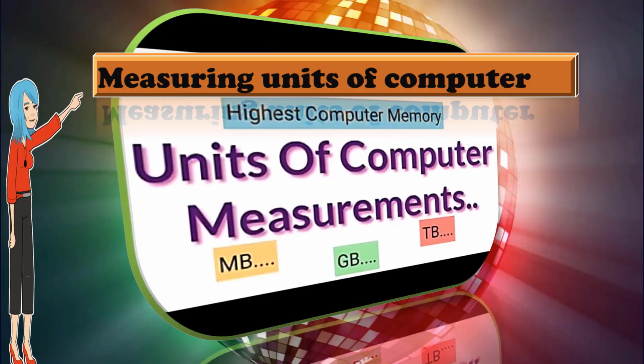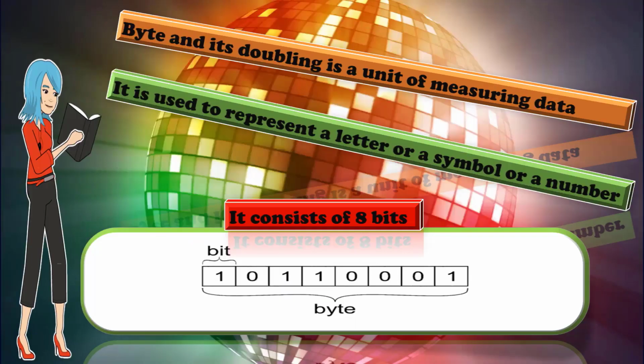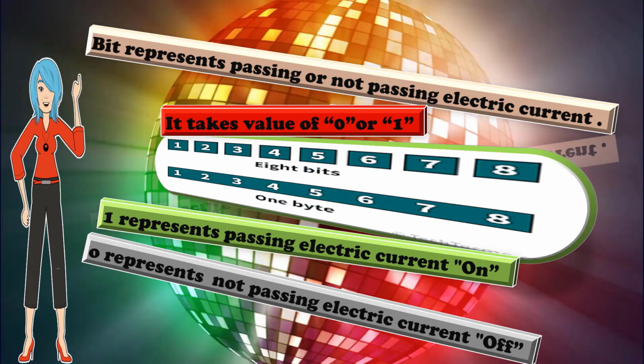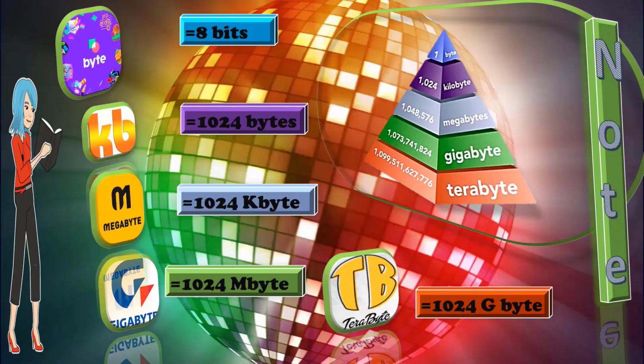After explaining each component in details, let's know measuring units of computer. Byte and its doubling is a unit of measuring data. It is used to represent a letter or a symbol or a number. It consists of 8 bits, as you see. Bit represents passing or not passing electric current. It takes a value of 0 or 1, as you see. 1 represents passing electric current. 0 represents not passing electric current. Note: byte equals 8 bits.